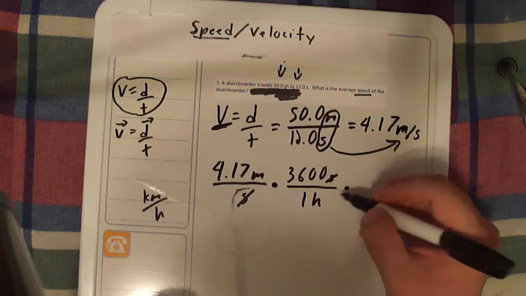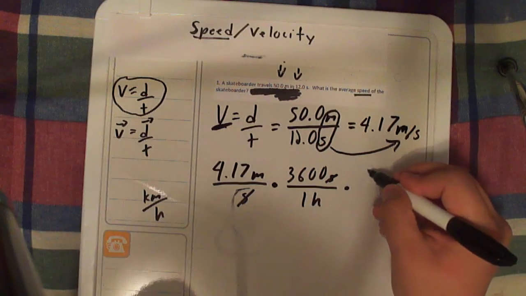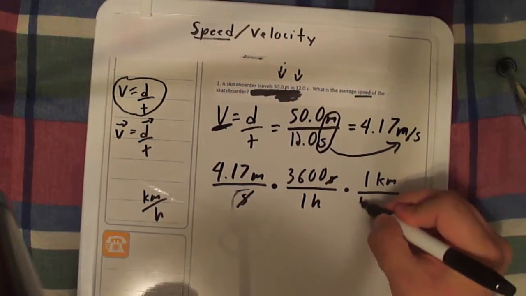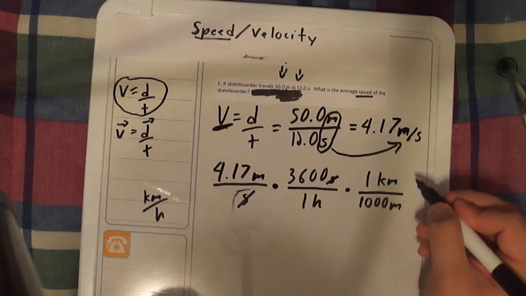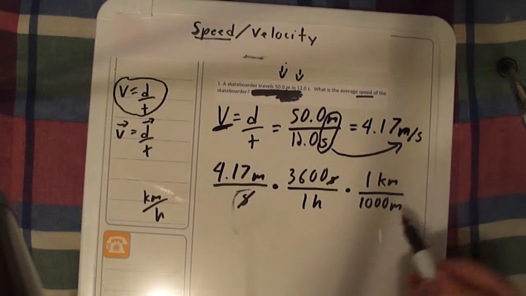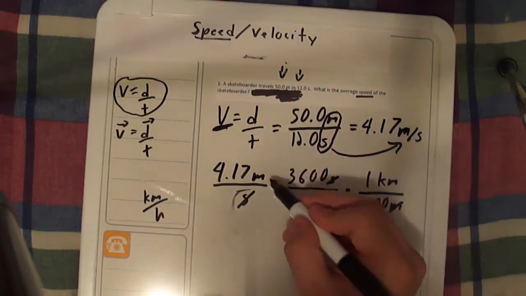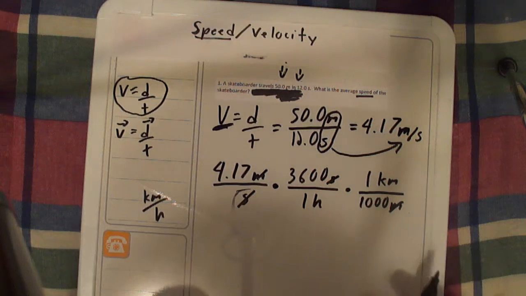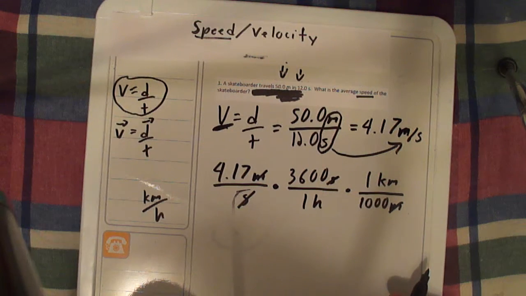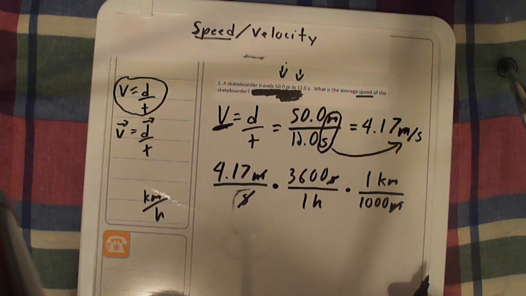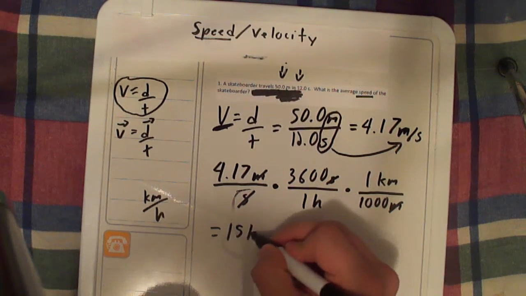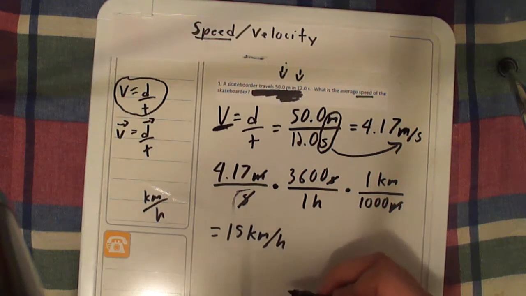Then you have to multiply by 1 kilometer over 1,000 meters, because there's 1,000 meters in 1 kilometer. Then you have meters on the bottom, meters on the top. Those cancel. You then have that times 3,600 divided by 1,000. Oh wow, that actually works out really well. That actually then equals 15 kilometers per hour.